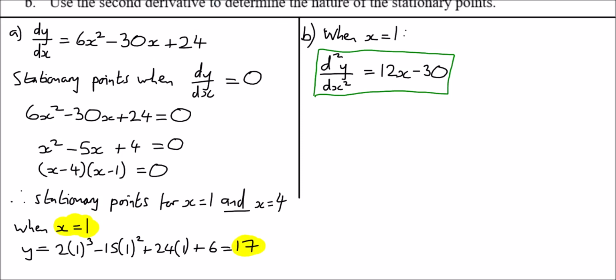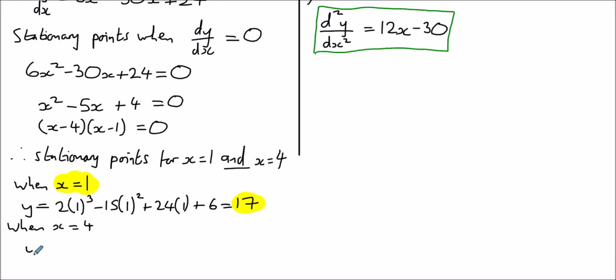when x is 4, just substituting this into the initial function, we get y equals 2 lots of 4 cubed minus 15 lots of 4 squared plus 24 lots of 4 plus 6. And that, if you try it in your calculator, will give you minus 10.